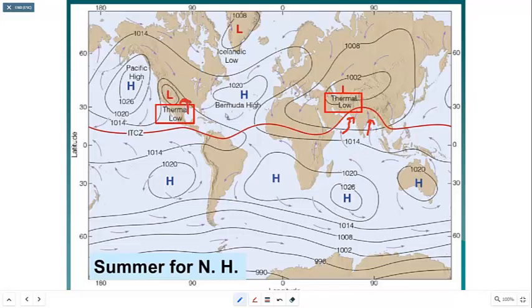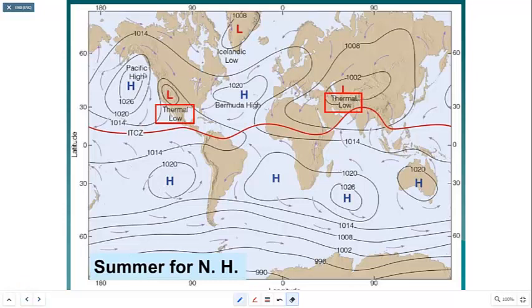So the Bermuda high rotating this way in combination with the thermal low rotating this way, that can bring up moisture from the Gulf of Mexico up into the northern plains. So we have a better chance of getting more significant precipitation during our warm season due to these two systems working together to pump the moisture up towards us.